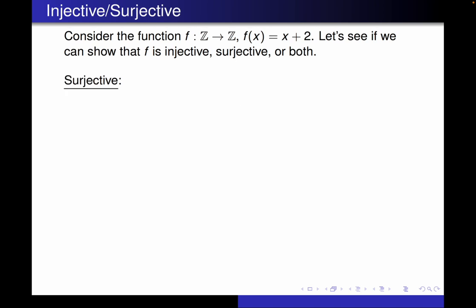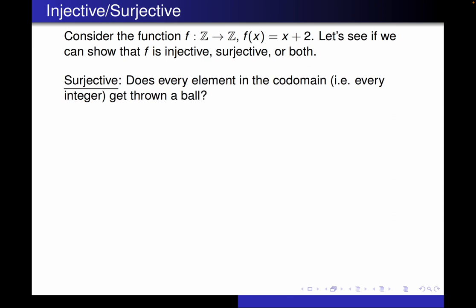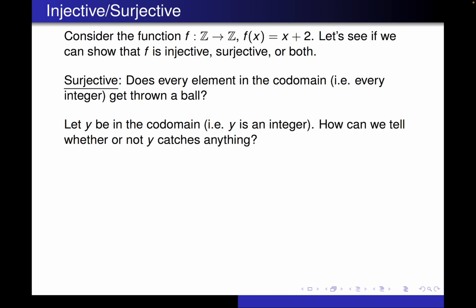All right, so now let's look at the issue of being surjective. So the question is, does every element in the codomain, by which I mean every integer, get thrown a ball? So is every possible catcher thrown a ball? Well, let y be some random element in the codomain. It could be any element, right? In reality, y could be any integer. So the question is, how can we tell whether y catches anything?